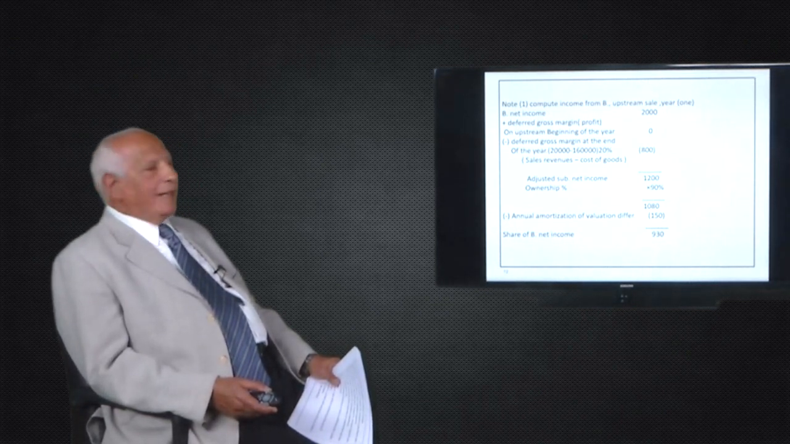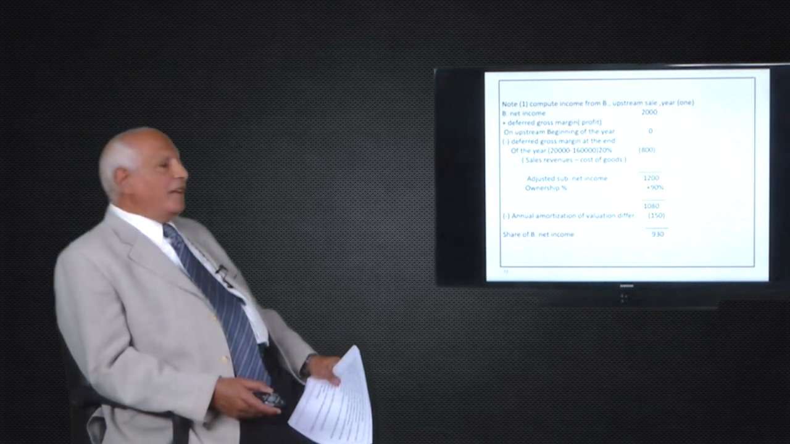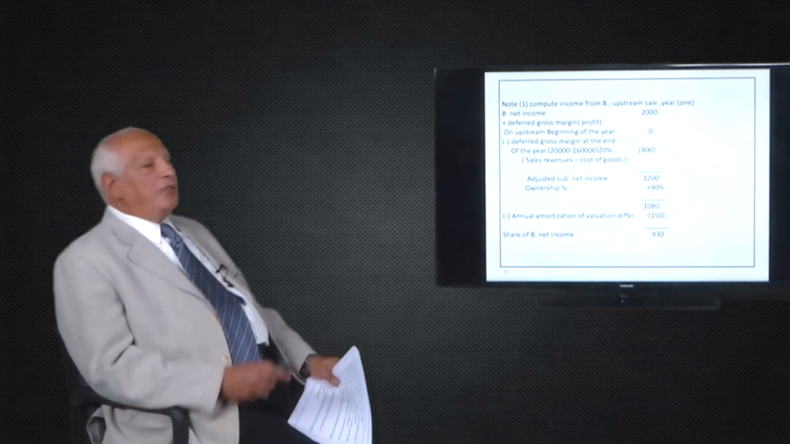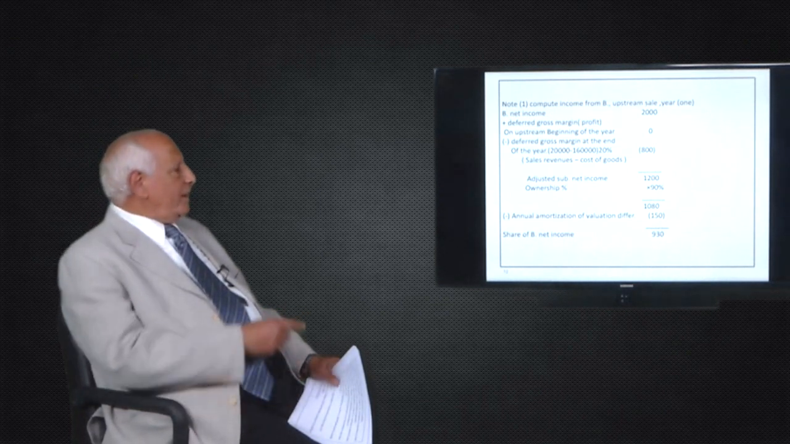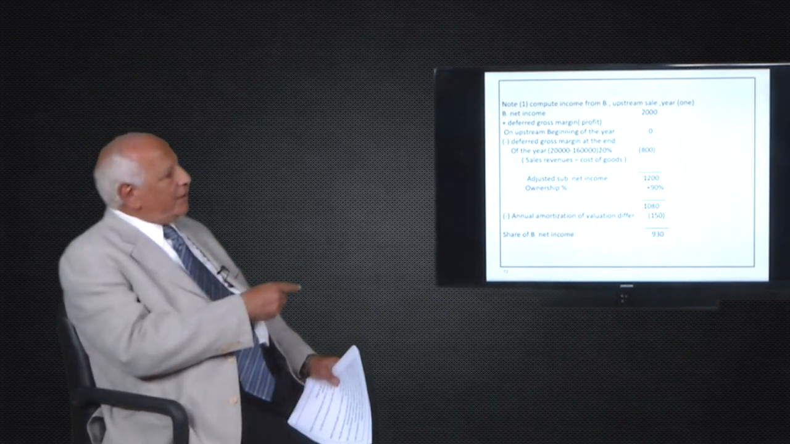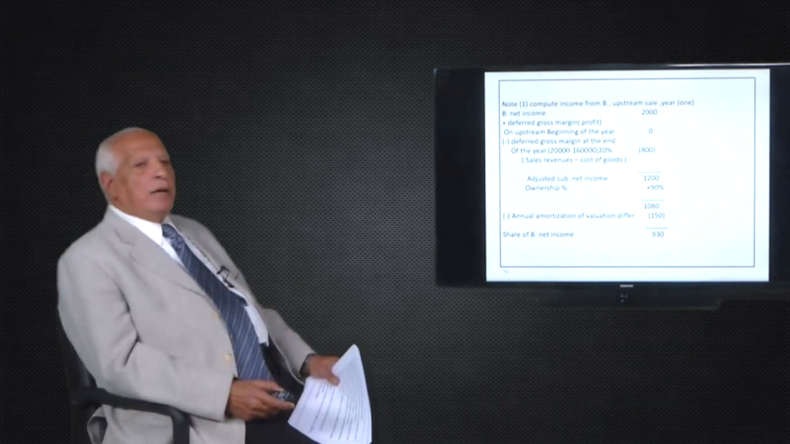That gives you 1,080. Don't forget, usually we say minus annual amortization of valuation differential or goodwill. It's given already, 150. You take this one, it gives you share of B net income, 900. If you know this number, you have to put it in the entry before that's share of B net income. You need to explain before you write the entry, you need to calculate how to compute income from B. Upstream sale, year 1.